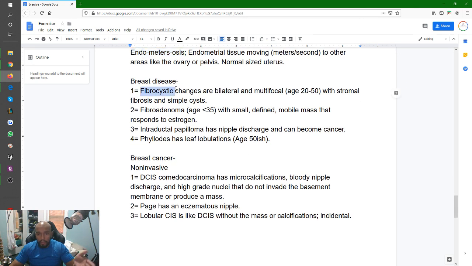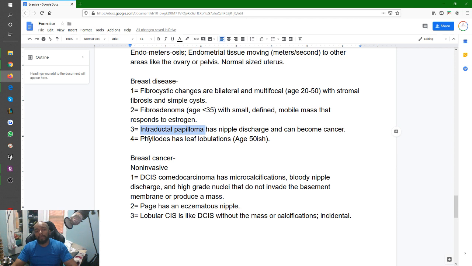You could either have fibrocystic changes, which are bilateral, premenopausal in age, right, 20 to 50, and you're just going to have stromal fibrosis. Nothing excessive, though. There's a lot of things that you won't have, like a huge mass, etc. Fibroadenoma, again, occurs in a pretty young woman. Here, you're going to have a mobile mass that responds to estrogen, so it gets bigger when she's menstruating, for example. Right? The intraductal papilloma, which is pretty problematic. Since it's intraductal, it can cause nipple discharge, and it can become cancer.